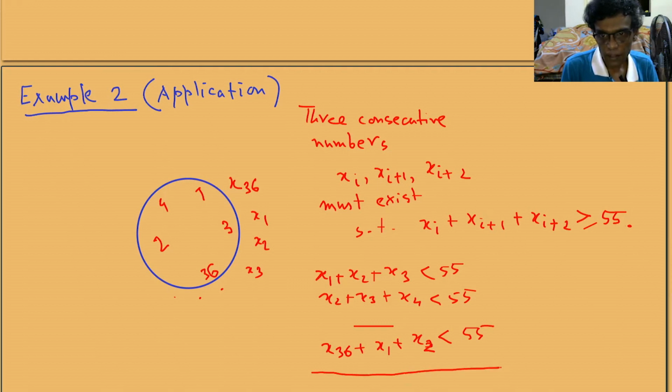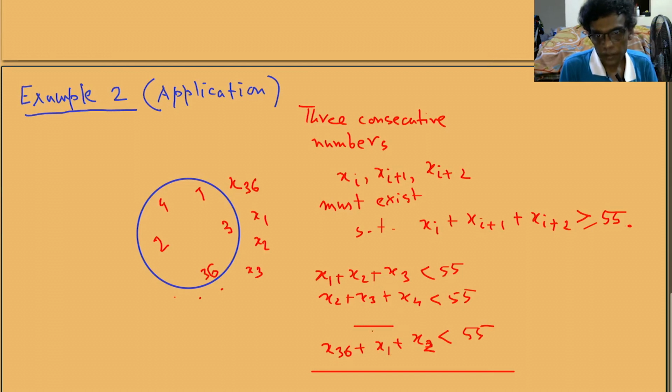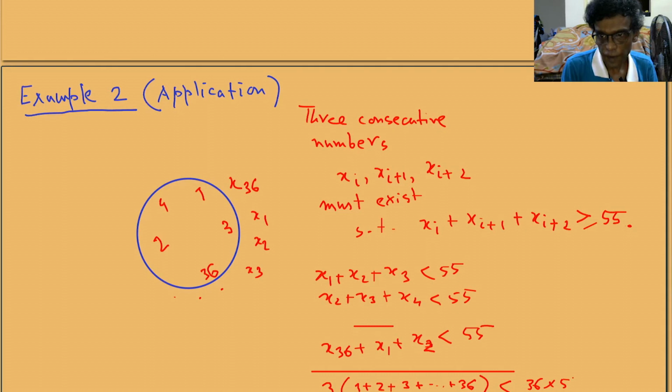Now if I add all these things up, I see that x1, x2, x3 in the first one, the previous one will be x36, and here I am starting from x2, this will be x1, x2, x3, x4, up to x36. So this is 3 times the sum of x1 through x36, but x1 through x36 is nothing but a permutation of 1, 2, 3 up to 36. So 3 times 1 plus 2 plus 3 plus ... 36 is less than 36 times 55.